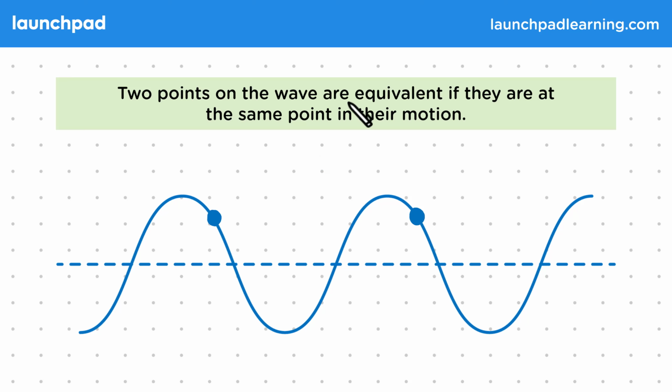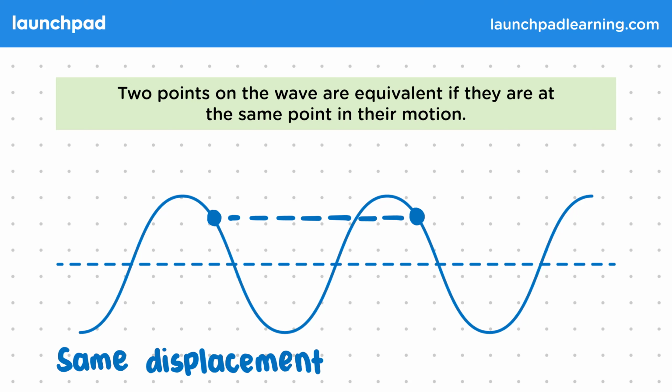Well, 2 points on the wave are equivalent if they are at the same point in their motion. Again, it's best to see what we mean here by looking at our diagram and why these 2 points we've chosen are equivalent. First, if we draw a line parallel to the equilibrium, we show that these 2 points are the same distance from the equilibrium line. Also, they're both above this line, so we can say that they have the same displacement.